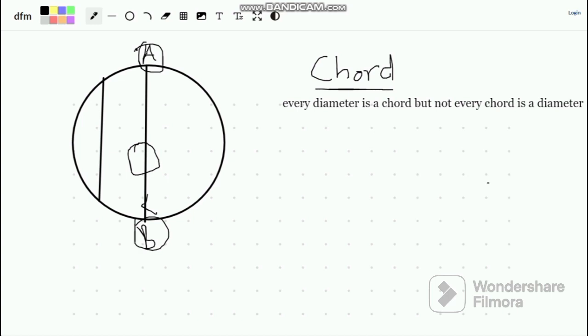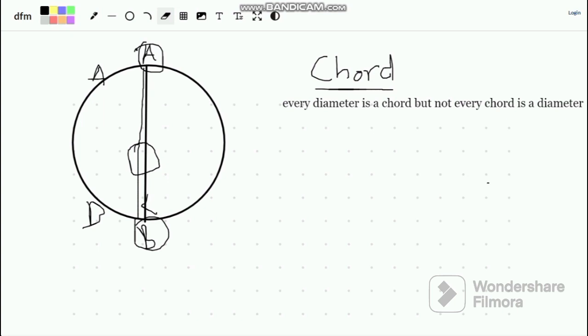Similarly, a chord just does the same. It starts from A, it ends at B. But the difference is a diameter crosses through the center. It intersects through the center, which a chord does not. So that's the basic kind of difference which we have to know.